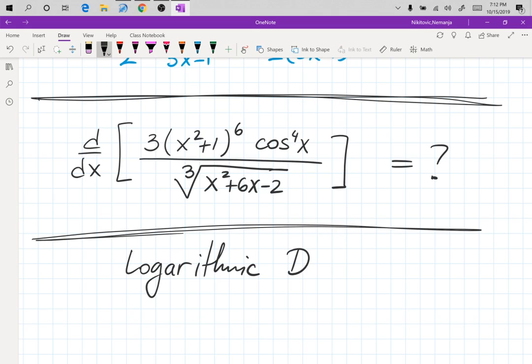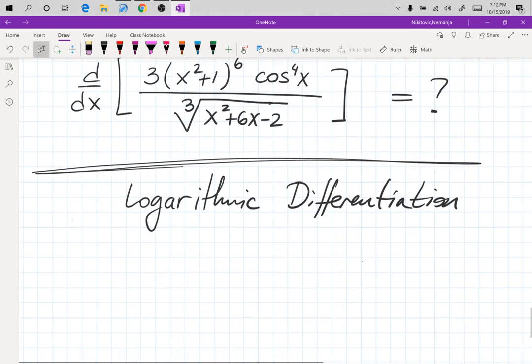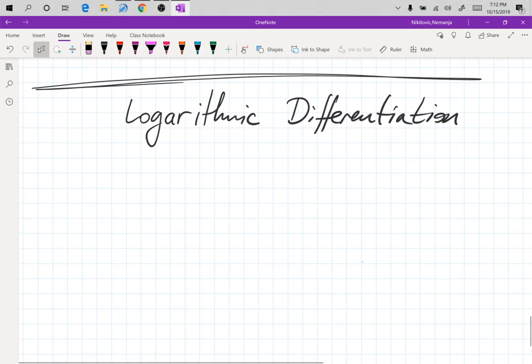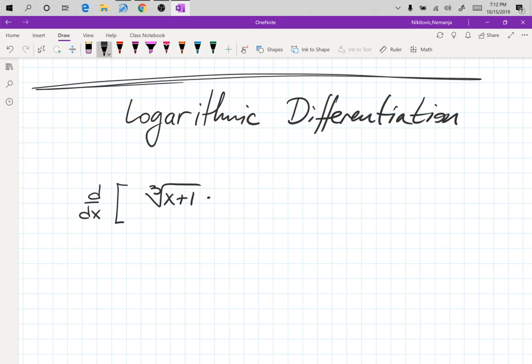Logarithmic differentiation. There we go. Wow, this stuff is cool and powerful. Let's do a simple example. Say you are interested in the derivative of cube root of x plus 1 times, let's say, sine x divided by 3x plus 4 squared. Simple example.